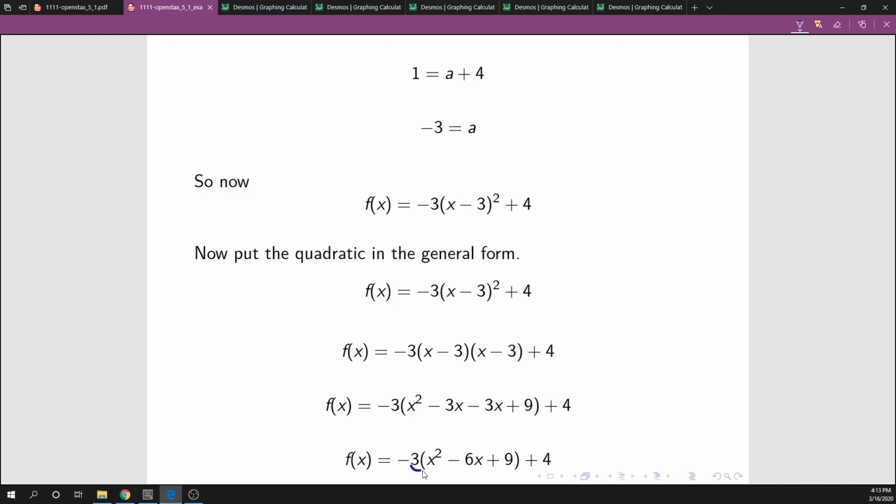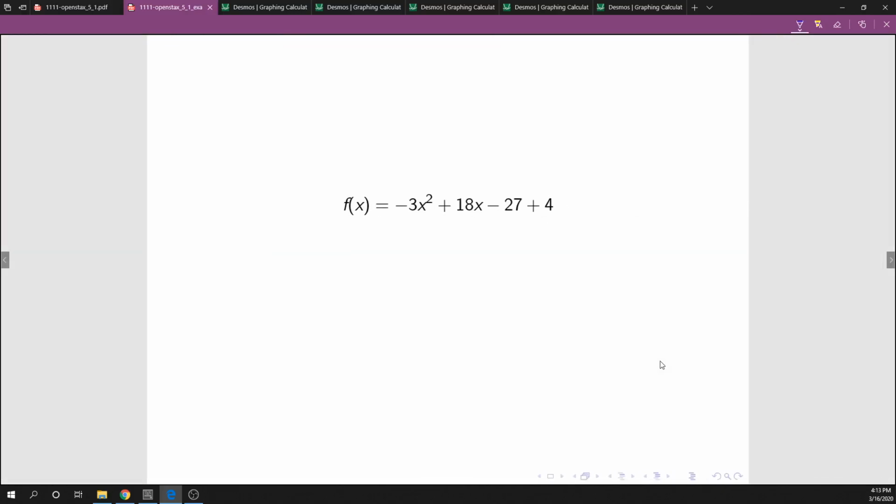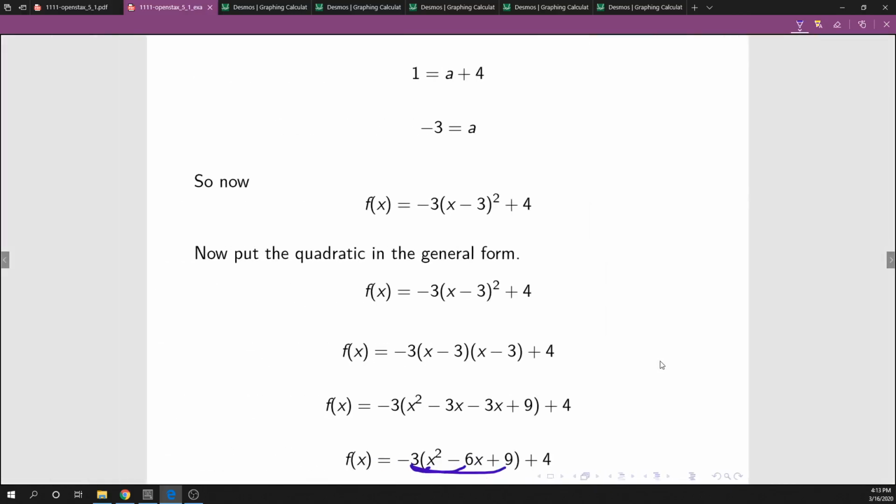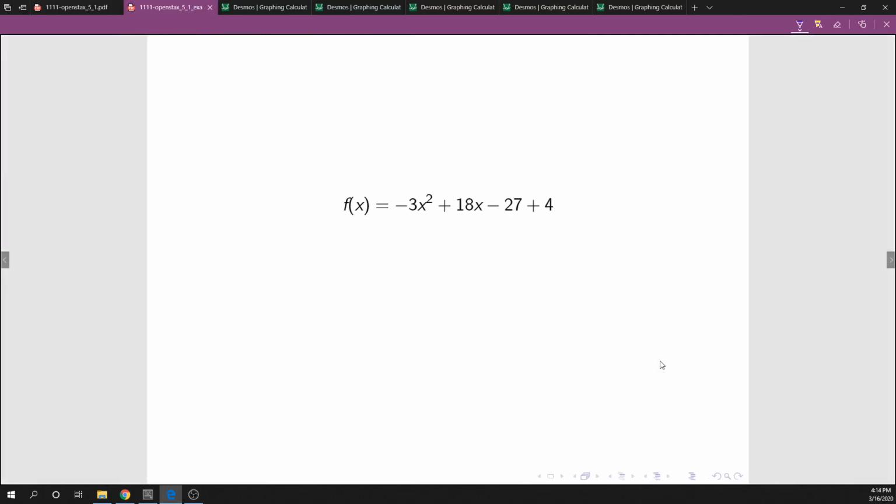So the next thing is to distribute that -3 to each of these terms inside the parentheses. You'll see that in the next slide. So -3 times x squared gives me -3x squared. -3 times -6x will give me +18x. -3 times 9 will give me -27. And then the last thing to do is just to combine the like terms in here. So this is the answer that they're looking for.